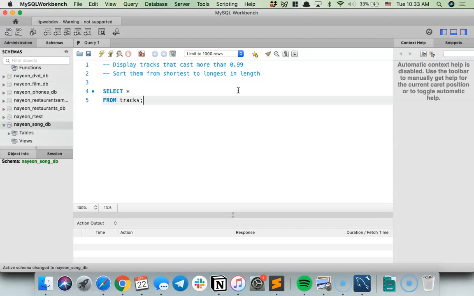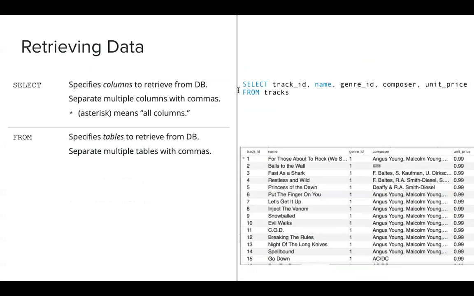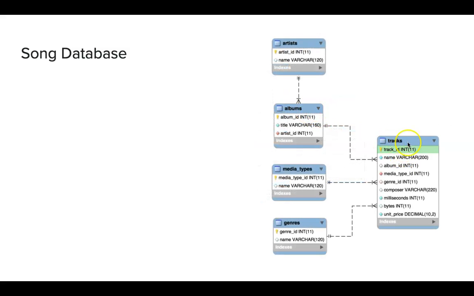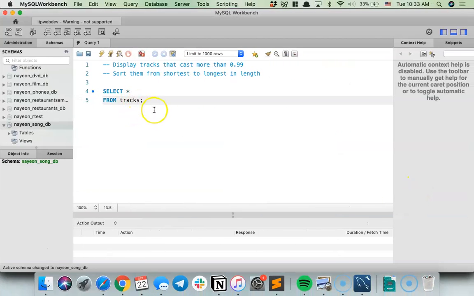Let's remember that the tracks table was like our biggest table. So we're going to do select star from tracks, right? So I want to run this query.